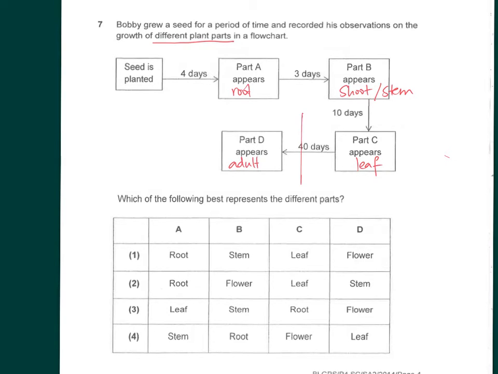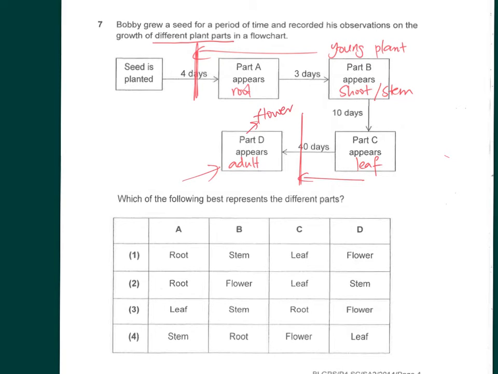So all the way until here, you have the young plant. So from the seed onwards, from part A, we have the young plant all the way to here. So 40 days later, at the end of it, here you have the adult plant. So in this case, part D would probably be a flower.